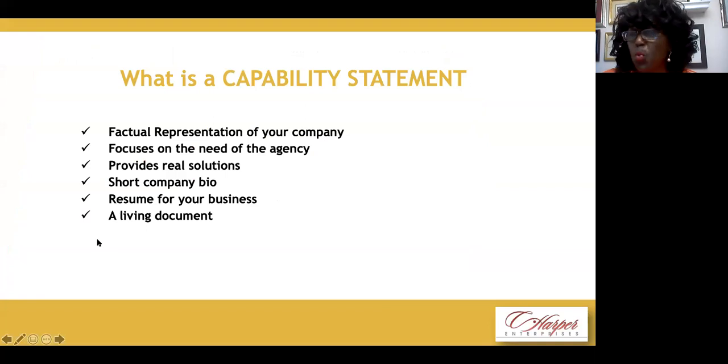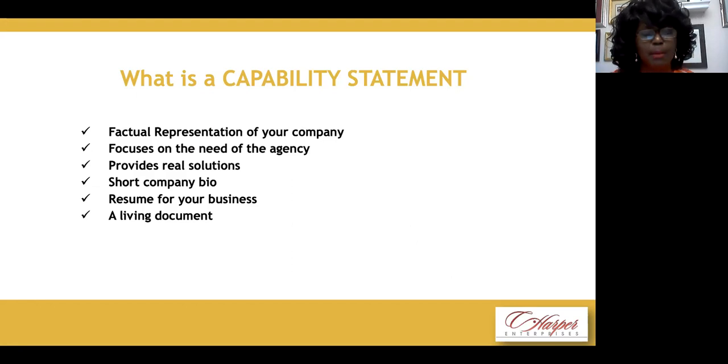So what is a capability statement? It is actually the factual representation of your company. Notice I said the factual representation of your company. And it really focuses on the need of the agency. So it's your company focusing on the needs of the agency, providing real solutions with a short company bio. It's your resume for business, and it's a living document.